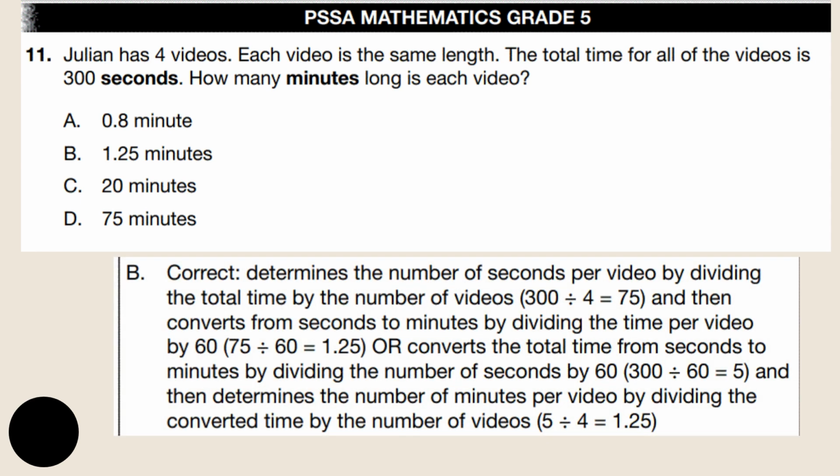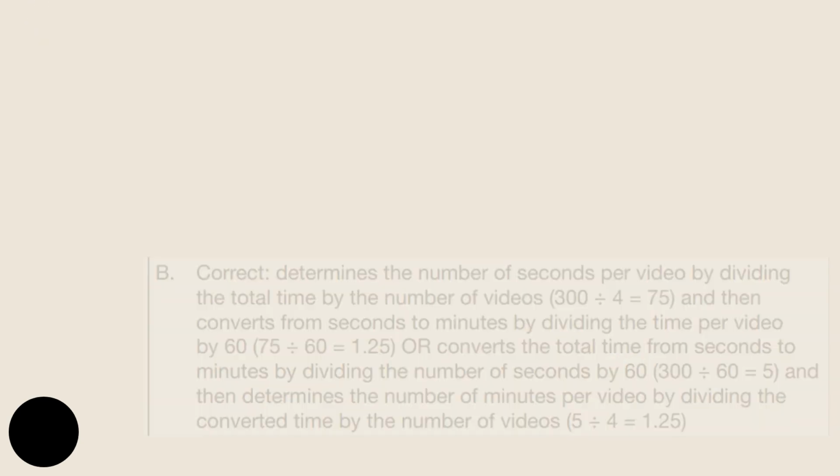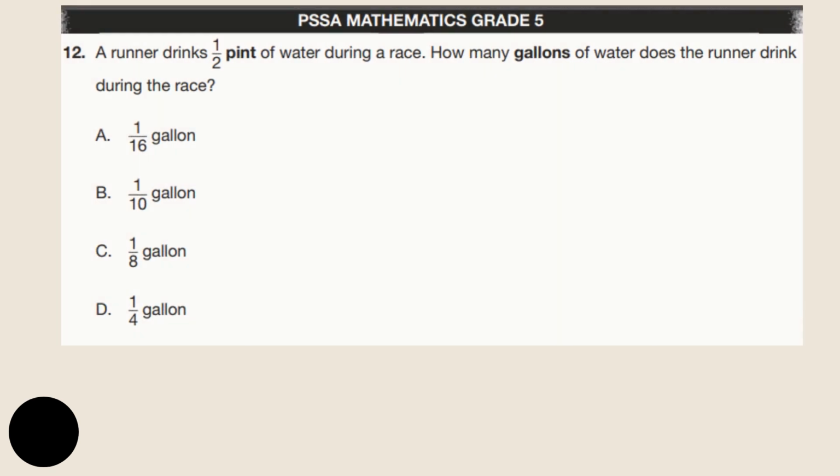Determine the number of seconds per video by dividing the total time by the number of videos, that is 75, and then convert from seconds to minutes by dividing the time per video by 60. Convert the total time from seconds to minutes by dividing the number of seconds by 60. Then determine the number of minutes per video by dividing the converted time by the number of videos. So the answer is B, that is the correct answer, 1.25 minutes. That is the correct answer.